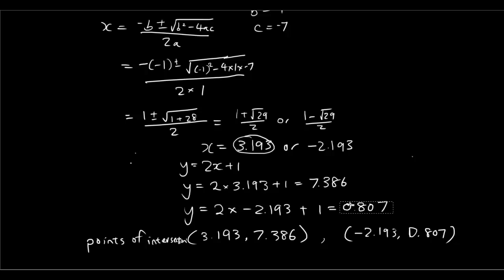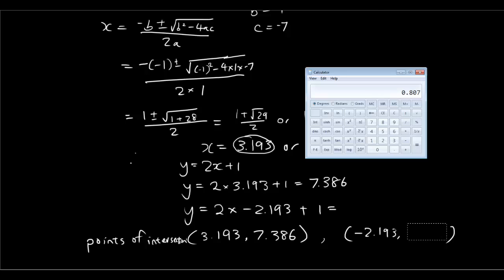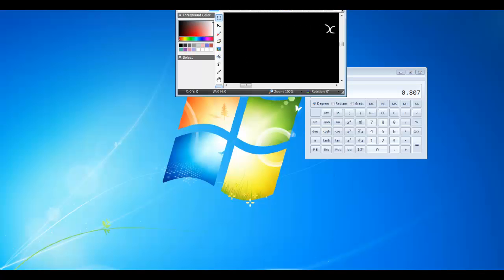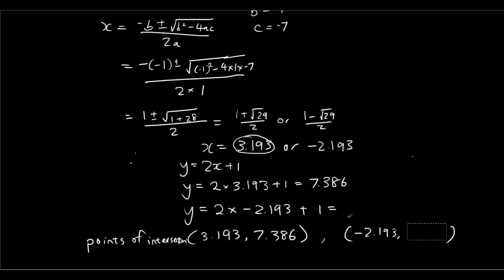Let's delete that. So it should be negative 3.386, negative 3.386.